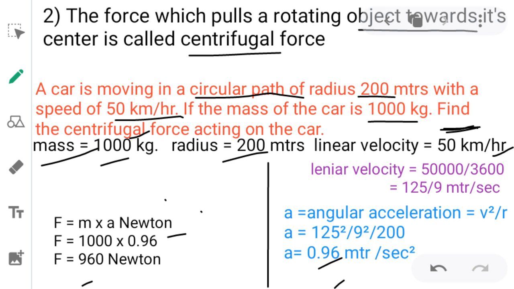So in this way we can calculate the value of centripetal and centrifugal forces using the suitable formula F equals m into a, where we have to calculate the angular acceleration. That's the important one. We have to convert the linear velocity into angular acceleration by using the formula angular acceleration equals v square by r, and then substituting in the formula we can calculate the centripetal or centrifugal force acting on a rotating object.